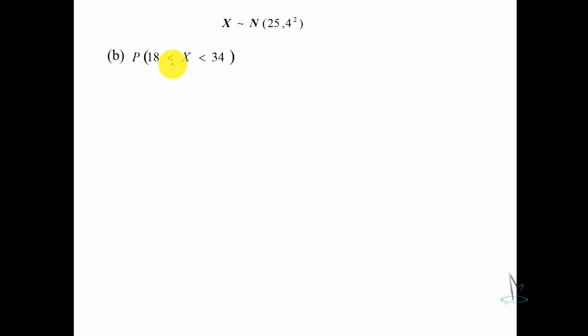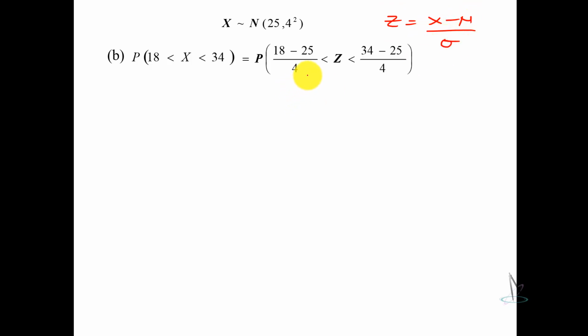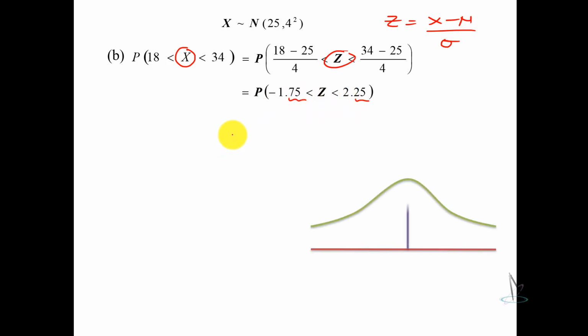Okay, so probability for X in between 18 and 34. Again, Z is equal to X minus mu over sigma. Make sure you standardize them, change it from X to Z, and write them down in 2 decimal places. Right now we have negative 1.75 and 2.25. Draw the bell-shaped curve, with negative 1.75 on the left hand side and 2.25 on the right hand side.